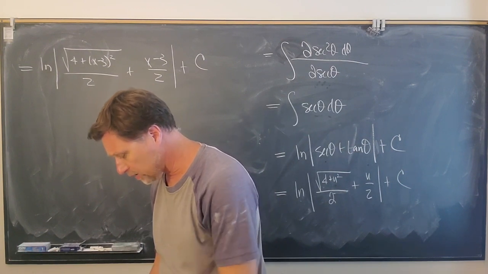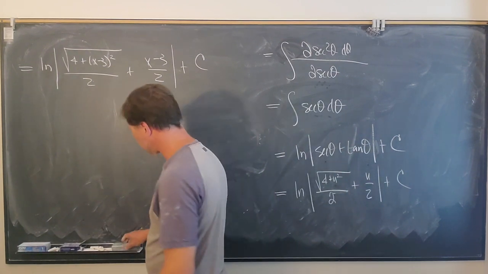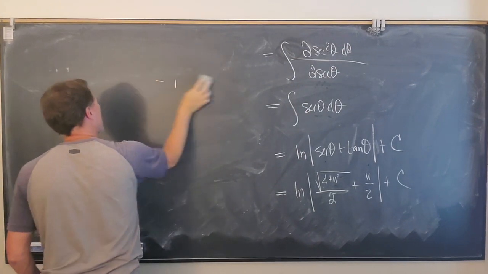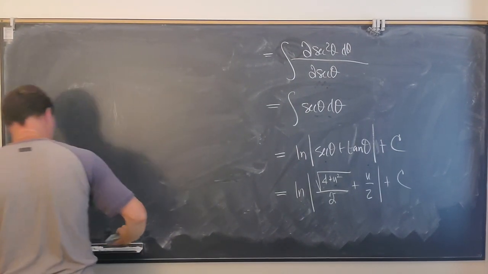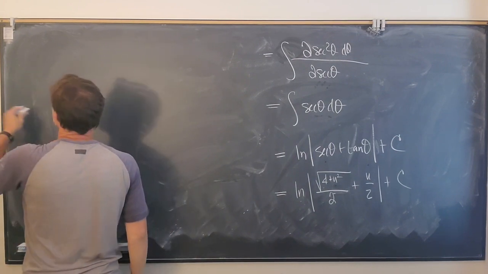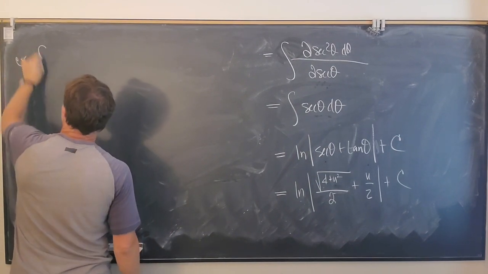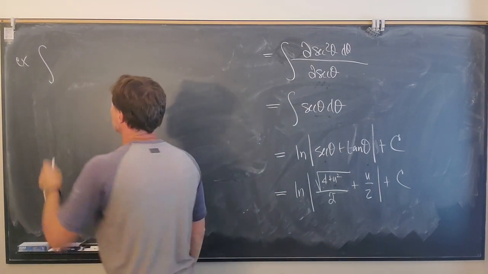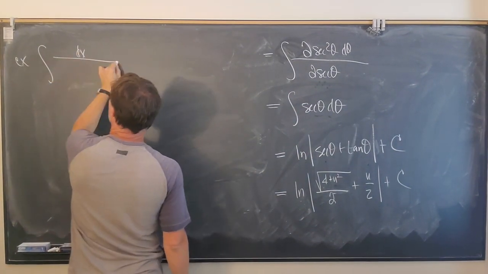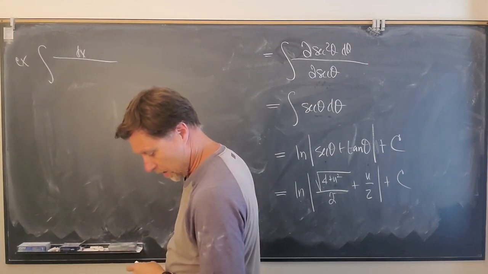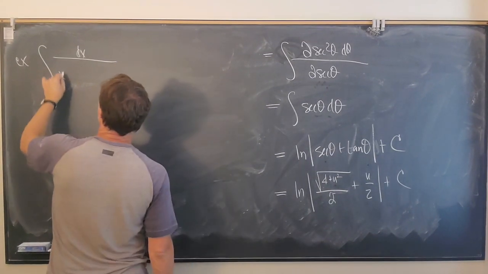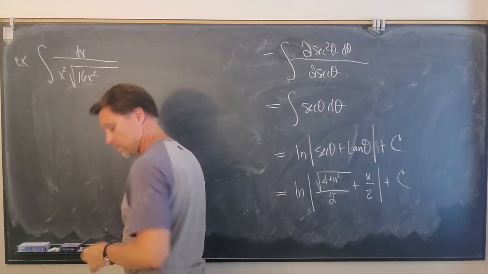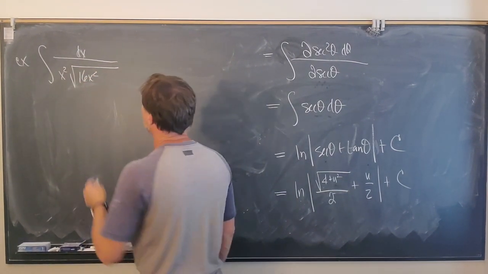Okay, I want to do a few more examples still. These problems can be given to us with various wrinkles in them, you could say. So the next example will be the integral dx over x squared times square root of 16x squared minus 9.